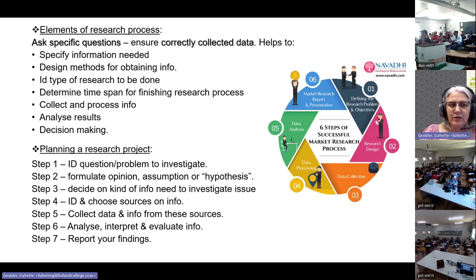Okay, planning a research project, how do you do it? There are a few steps here. First one is to identify the question or problem to investigate. Step 2, formulate opinion, also assumption or hypothesis. Step 3, decide on the kind of information that you need. Step 4, identify and choose the sources of the information. And then step 5, collect the data and the information from these sources. Step 6, analyze, interpret, and evaluate the information. And then step 7, report your findings.